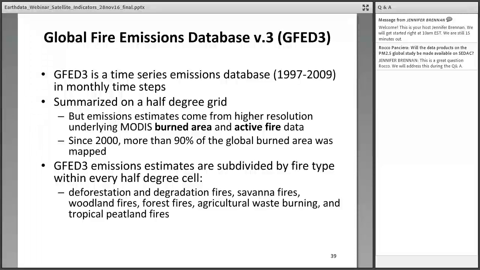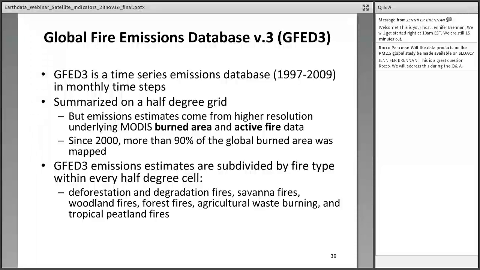So we summarized the data on a half-degree grid. The data are originally derived from MODIS burned area and active fire data. And about 90% of global burned area at that time was mapped, since 2000 is really the MODIS era. Before that, they used some combination of other sensors to measure burned areas.